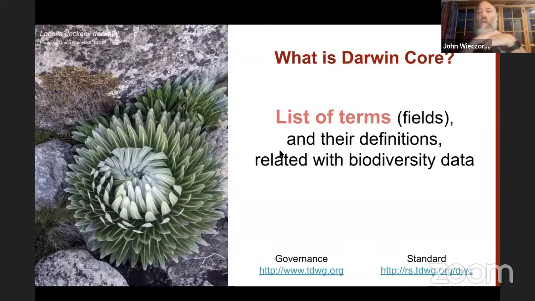So a bit of a reminder, what is Darwin Core? It's a list of terms, basically, with their definitions and how those are related to biodiversity data. More than that, it is not. Sometimes it will be confused with something called a Darwin Core archive, and that's just a means for sharing data using Darwin Core fields and their definitions as text files. So it's one way to use Darwin Core in practice.